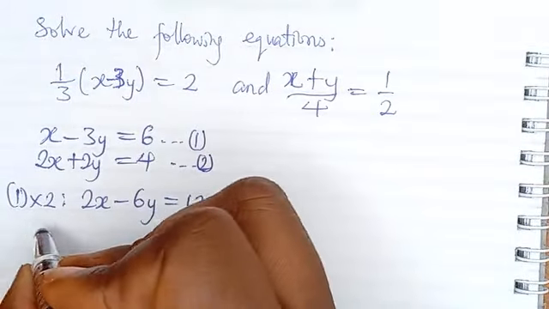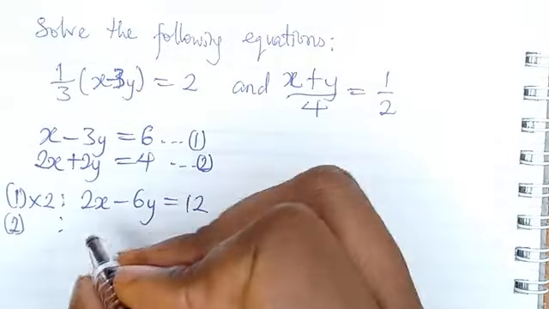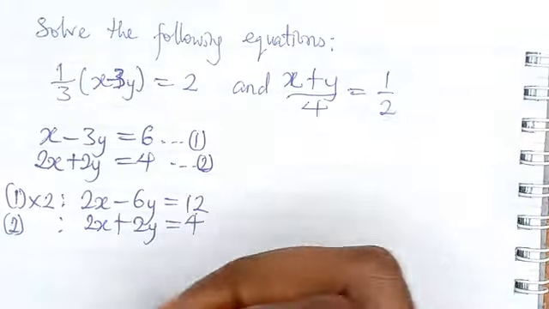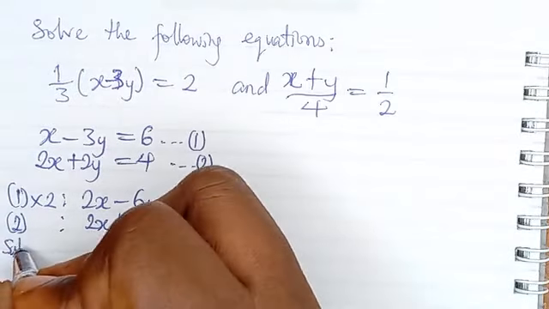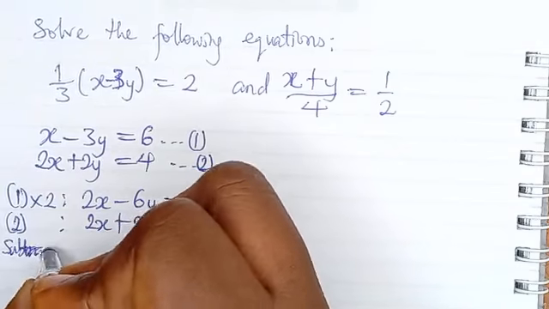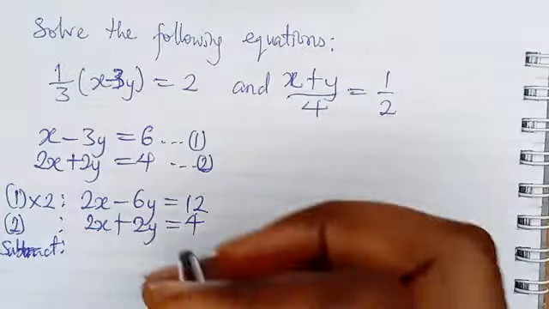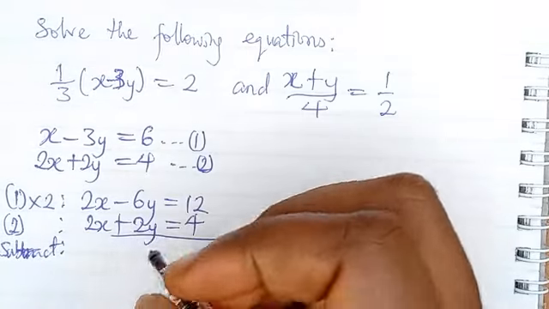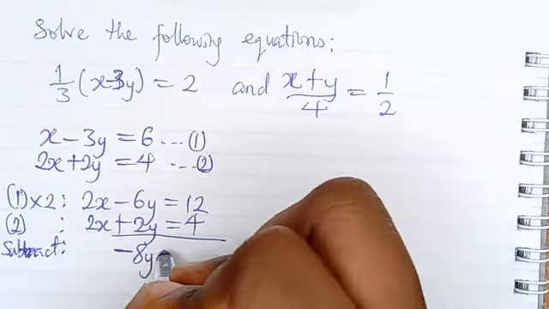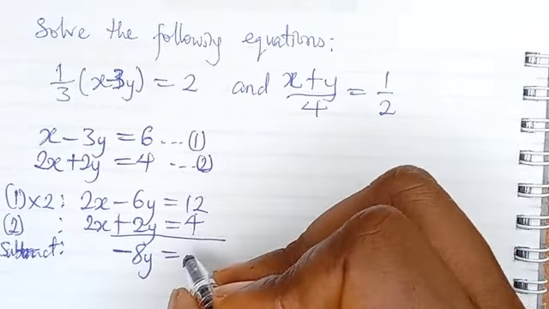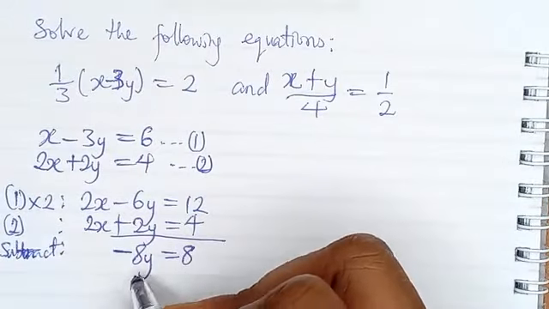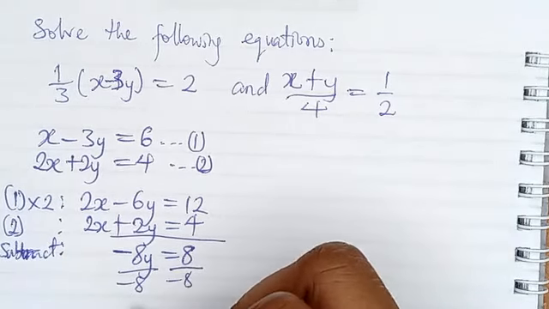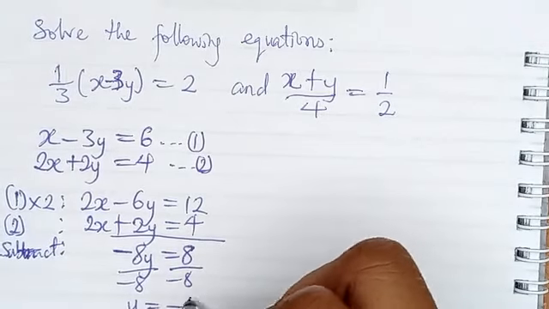And then I'm going to repeat equation 2 so that we can perform an operation on them. 2x plus 2y is equal to 4. And then we can subtract. So 2x minus 2x is 0, and then minus 6y minus 2y is minus 8y, equal to 12 minus 4, which is 8. Therefore, we divide both sides by negative 8. We have that y is equal to negative 1.